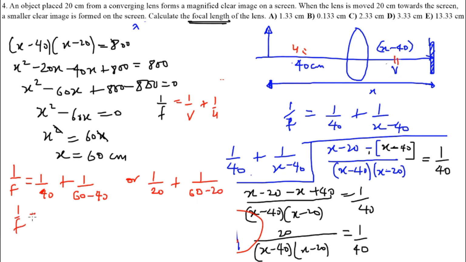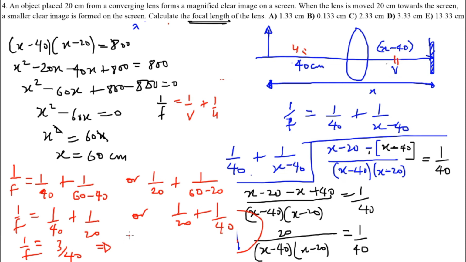So 1 over f will be equal to 1 over 40 plus 1 over 20, or 1 over 20 plus 1 over 40. You can see it is the same. So 1 over 40 plus 1 over 20, that's supposed to be equal to 3 over 40, 1 over f. So if I reciprocate both sides, it will mean that f is equal to 40 over 3, which is equal to 13.33 centimeter. Okay, so that's just it, and that's option E, which is very, very correct.